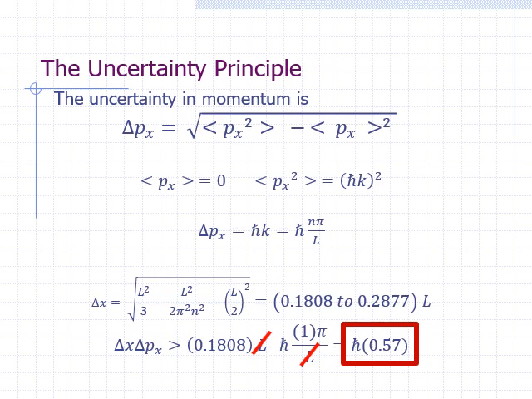In an earlier lesson using commutators, we found that the product of the uncertainties of x and p sub x is greater than h bar over 2, or h bar times 0.5. This is indeed the case here for the particle in a box.